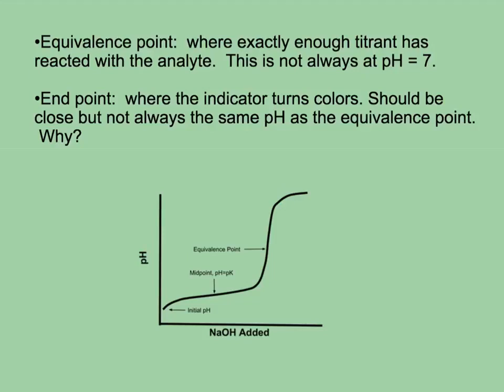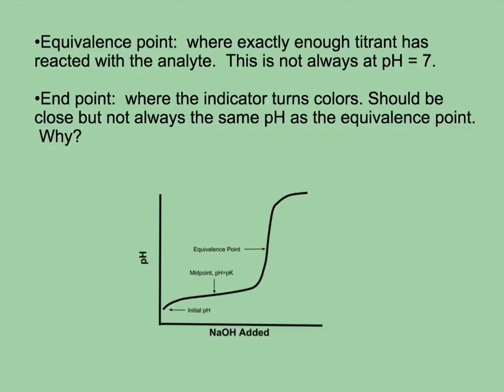A couple of points, well, one really important point on this curve is your equivalence point. The equivalence point is where you see in your curve an inflection here and an inflection here, so halfway between the two inflection points. That's your equivalence point. The equivalence point is where exactly enough titrant has reacted with the analyte. So that means equivalent amounts of acid and base have reacted together based on the stoichiometry or the molar ratio.